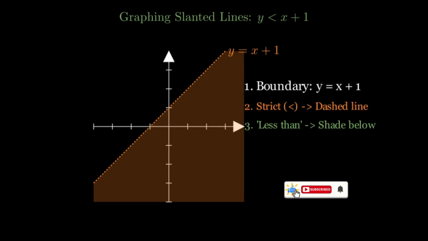Our three key steps are: first, find the boundary. Second, use a dashed line because the inequality is strict. Third, shade below because the inequality says y is less than the boundary expression.